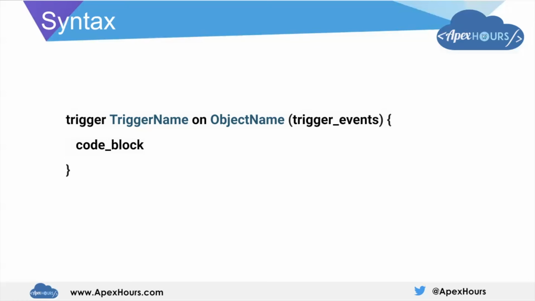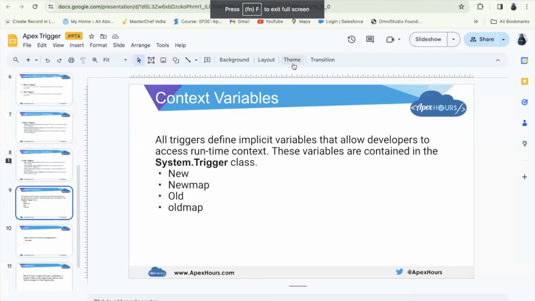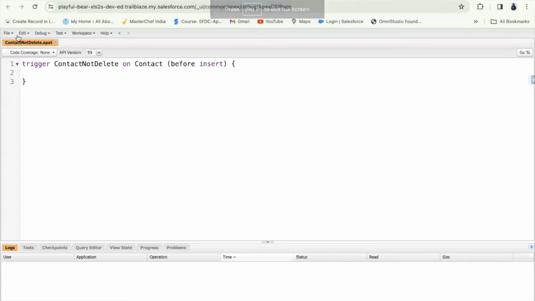And then there are trigger events in the brackets. These are nothing but the trigger events that we just learned. Here you can define whether the trigger should fire before or after any kind of event that you give. So before insert, before update, before delete, after update, anything that you want to define can be defined here. And then there is the code block. Based on what trigger event you have defined in the brackets, the trigger will run. So let's move to our org and see how we can write a trigger.